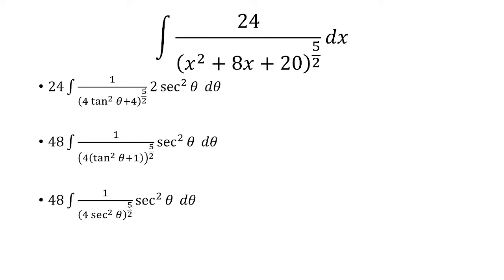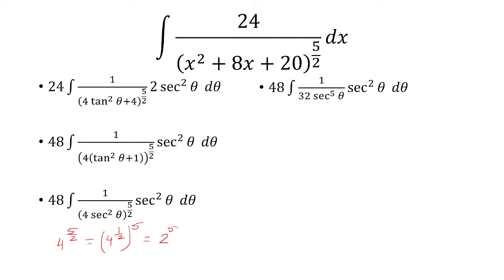Now this is being raised to the 5/2 power, so the 2's are going to cancel in the secant, and we're going to have secant to the 5th power. Now 4 raised to the 5/2 power, you can break this up as 4 raised to the 1/2 and then raised to the 5th power. And so 4 to the 1/2 is 2, raised to the 5th power is 32. So the denominator becomes 32 secant to the 5th.